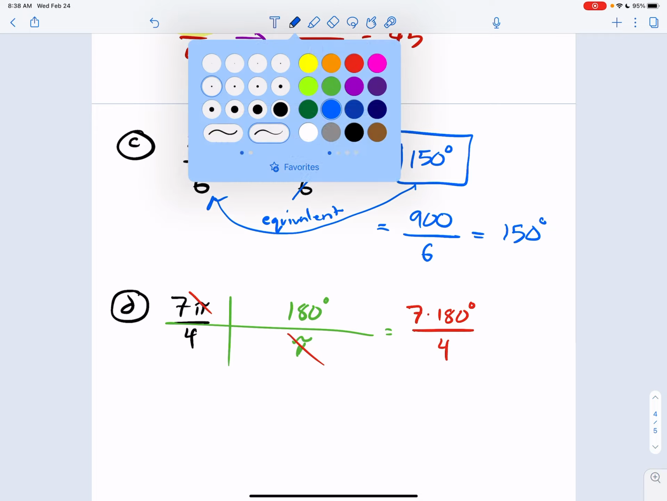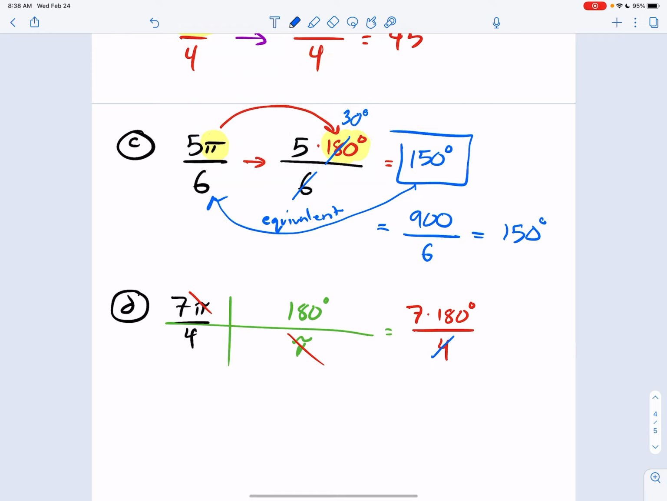I'm going to try to divide the 4 first into 180. What is that? 90, 45. Okay, and 7 times 45 is, oh gosh, 315? Let me double check. 315. 315. Now, don't just write 315. It's 315 degrees. Units are very important, okay?